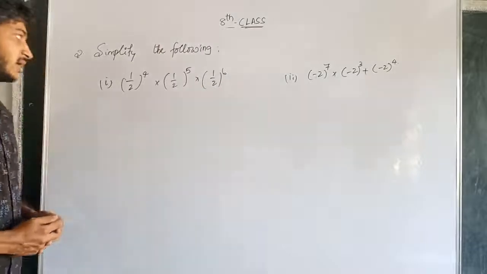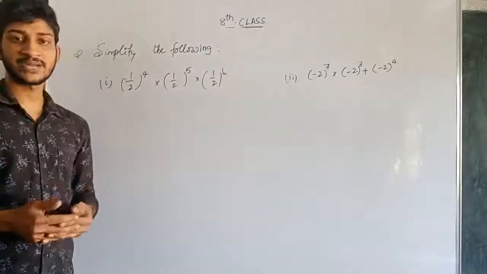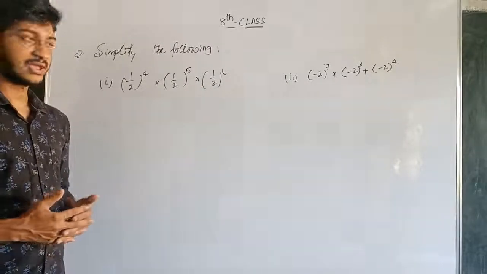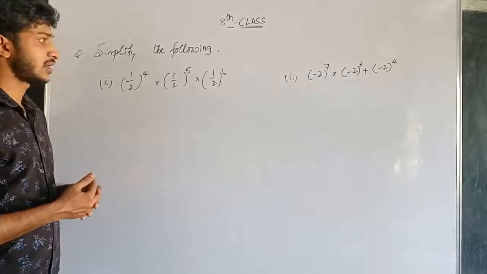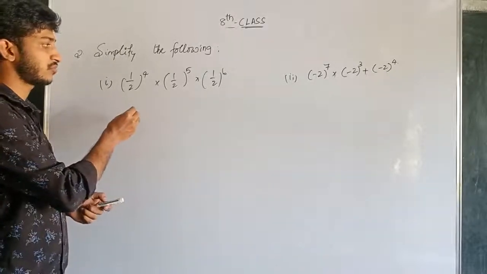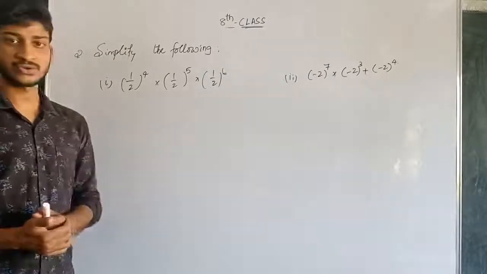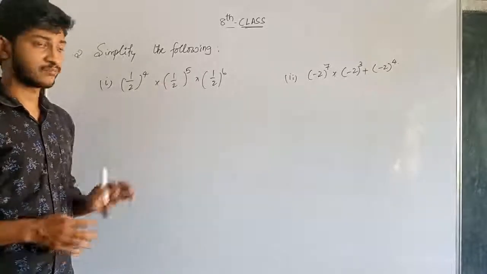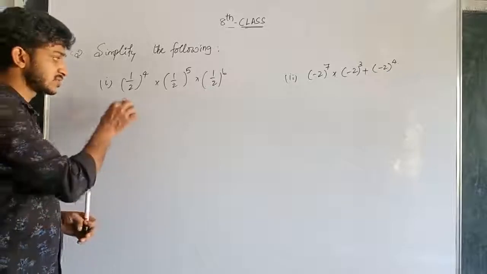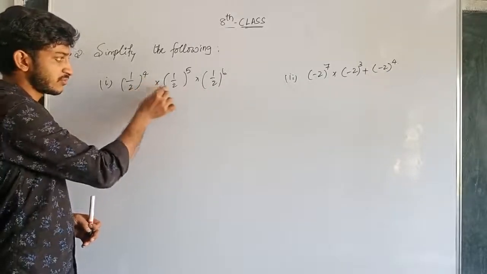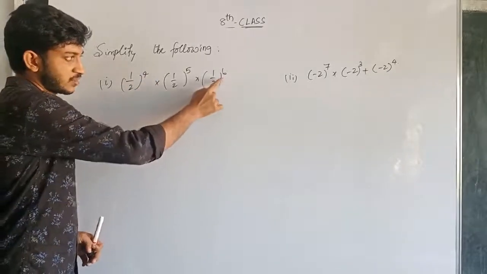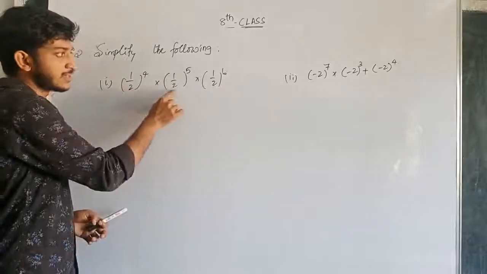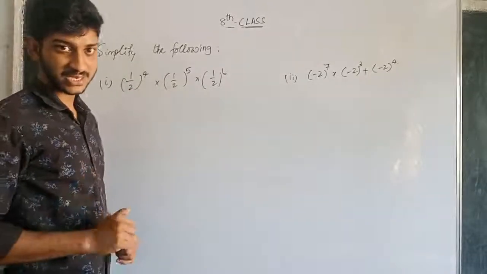Okay children, see here. This is the second problem in our exercise 1. In this we have (1/2)^4, (1/2)^5 and (1/2)^6. These three numbers are multiplying each other, okay. So if you see here (1/2)^4, (1/2)^5, (1/2)^6, all the bases are equal.